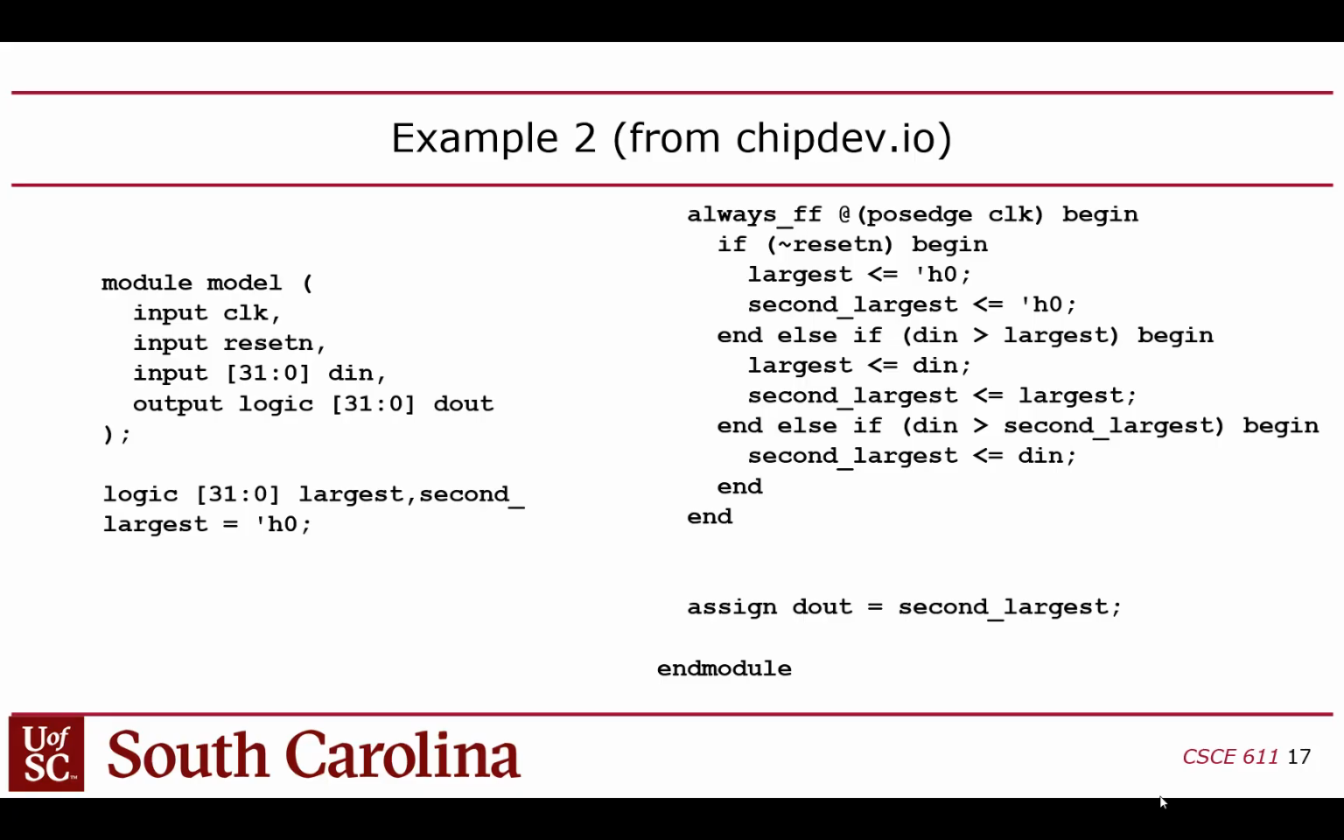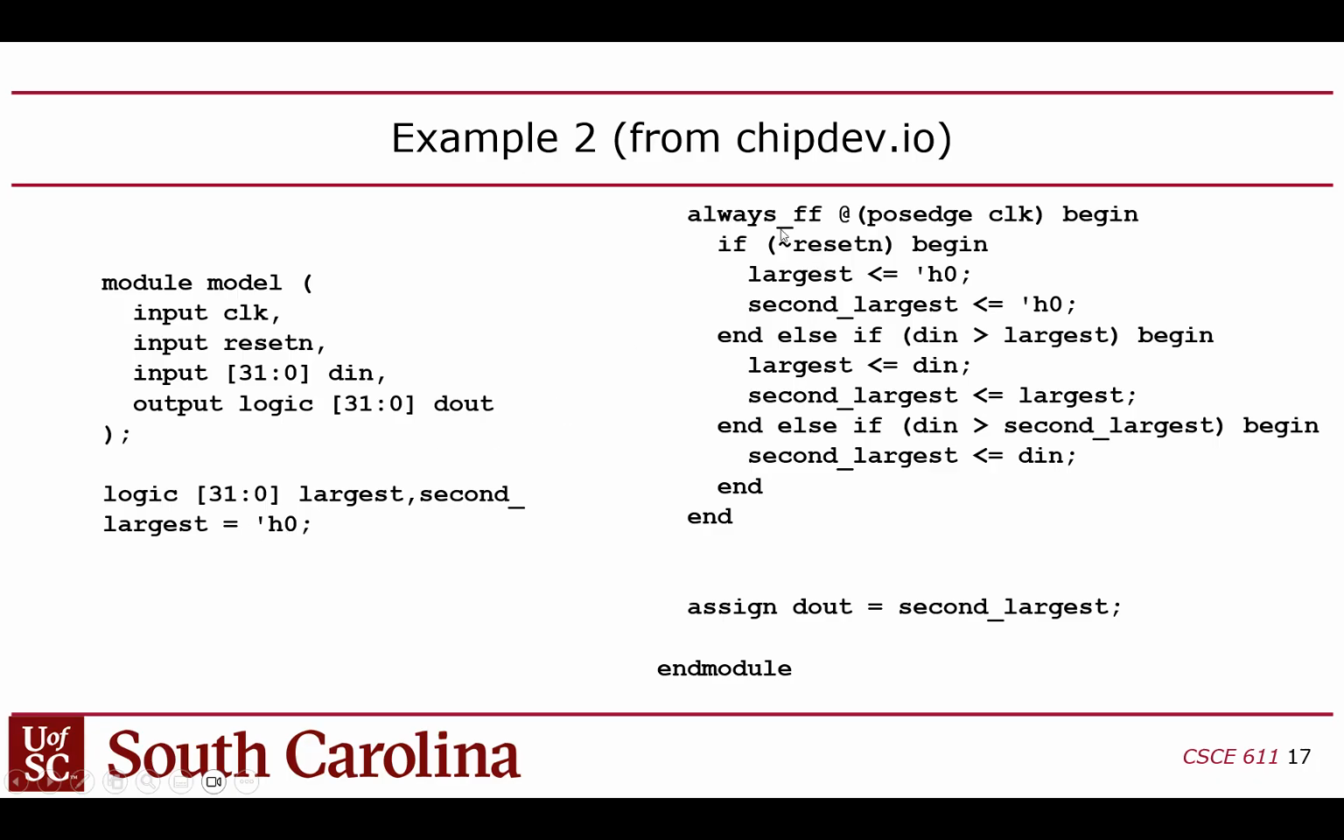Yeah. So basically, there's the module line here, and then I have this thing called largest and second largest. And notice I initialize them here to H0. This is equivalent to having an initial statement. Remember I showed you the initial statement? So this is equivalent to initializing them with an initial statement.